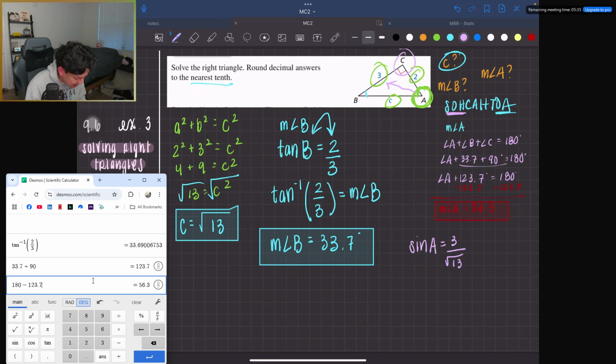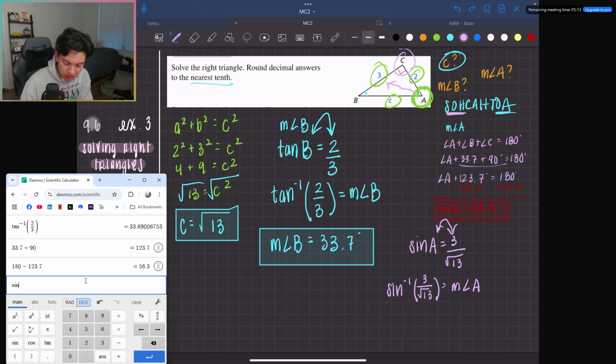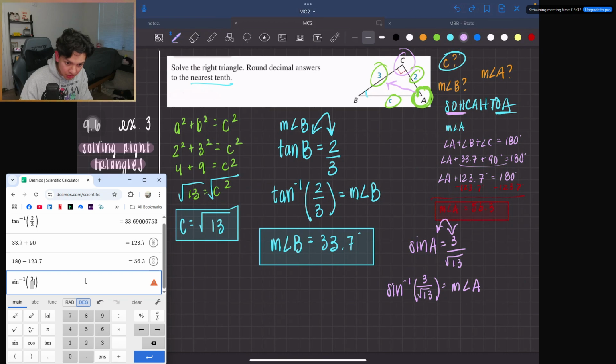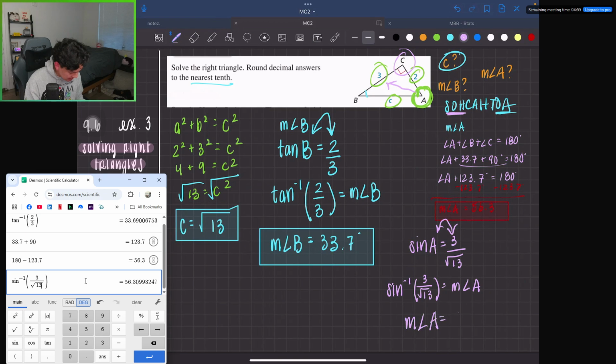So now let's use the inverse sine. So remember, we're going to flip it around. The inverse sine of 3 over root 13 is going to give us the measure of angle A. Let's see if it's also going to be 56.3. And now let's find out. So the inverse sine of 3 over the square root of 13, please be 56.3. 56.3. That is insane.